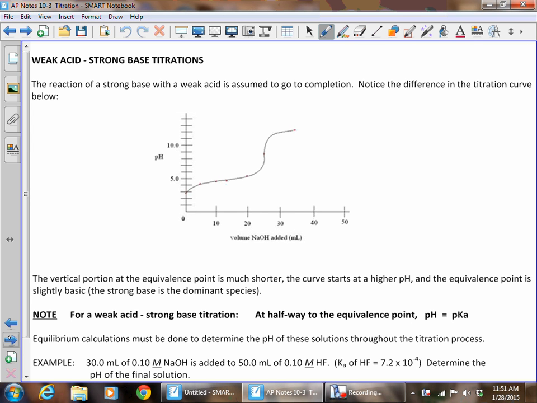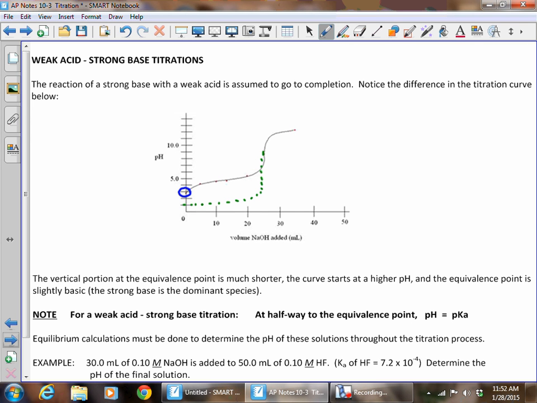First of all, if you remember, the strong acid started out at a really low pH, and we ended up with this almost vertical situation for our endpoint. But with a weak acid, notice how it looks different. We're going to have a little bit higher pH. It's still, of course, going to be acidic. It's still an acid, but it is going to be a little bit higher of a pH than it was for the strong acid. So we're going to recognize whether it's a weak acid or a strong acid starting us out.